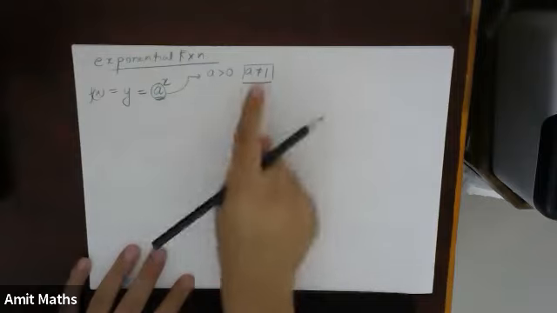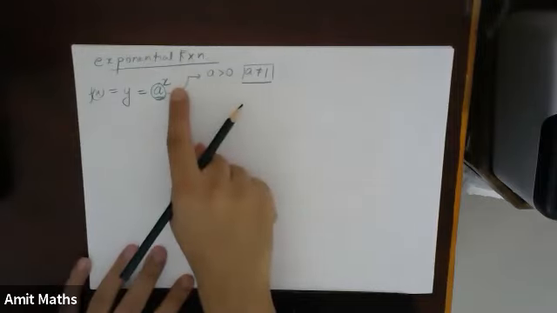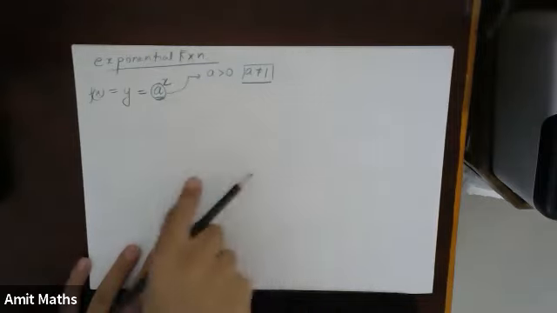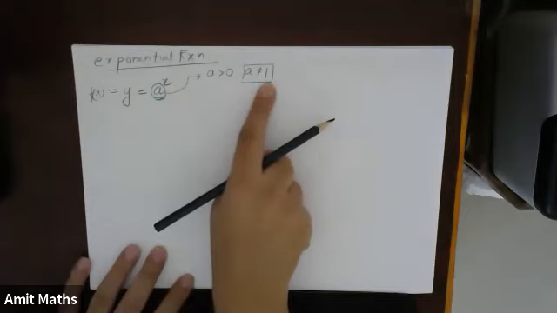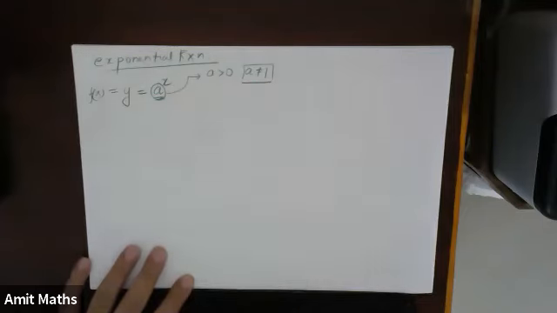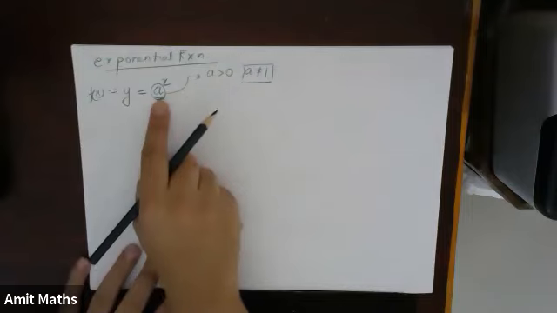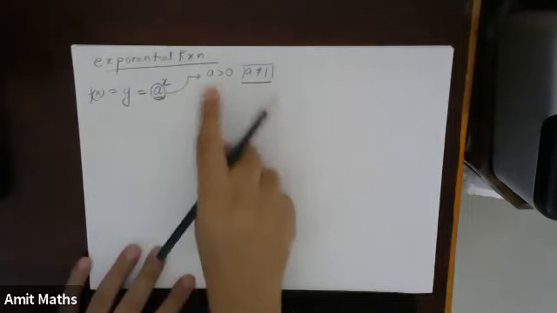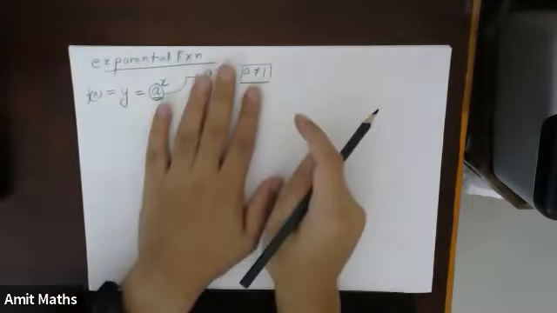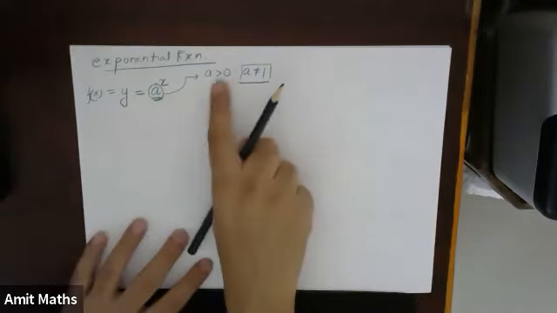Don't say that, sir, 1 to the power 10 is not defined. It is defined. I'm just, in this case, not taking a equal to 1, because for a equal to 1, I will have always y equal to 1. It's a constant function. Why? Because I want to relate this thing with the logarithmic functions.